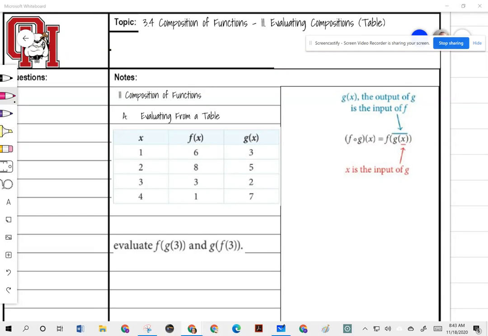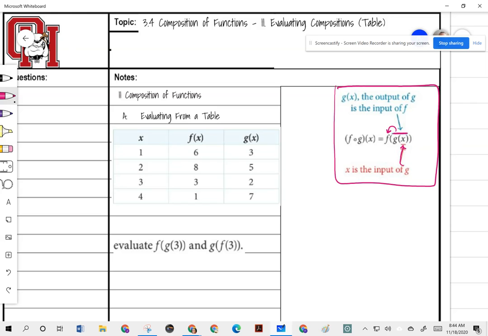All right, so in this video, we're going to be talking about evaluating compositions from a table. And so this is just a reminder of how compositions work, right? You work on the inner function first. You have the input of the inner function. You evaluate that function. That answer becomes the input to the outer function.